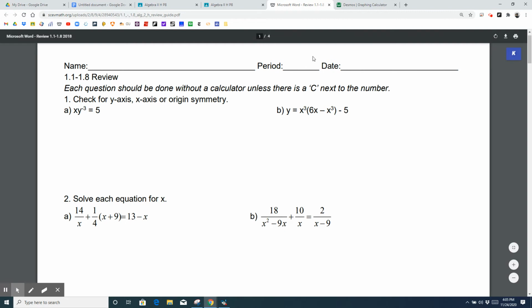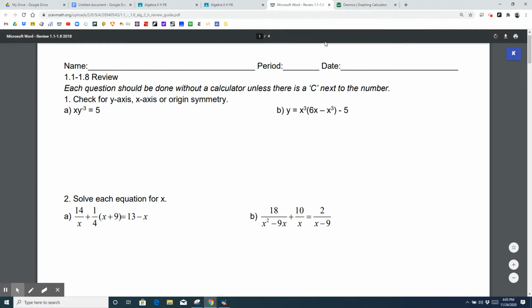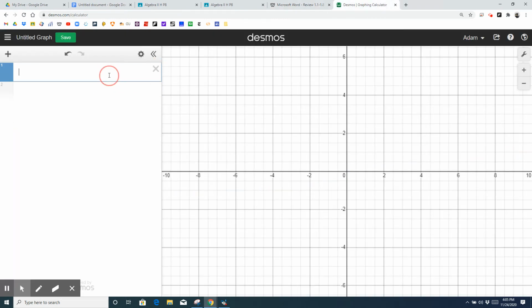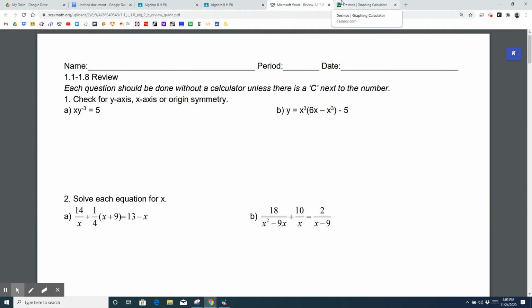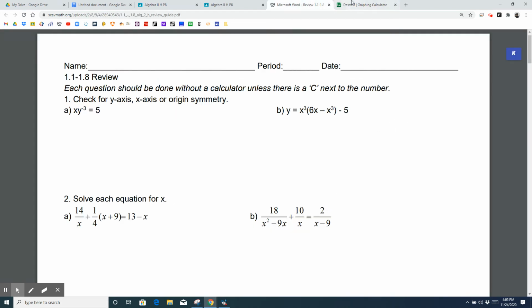about the origin. Now for B, first thing I'm going to do is type that in and see what the graph looks like. But you might have to do this without a calculator. So I'm just showing you what the graph looks like at the beginning of the problem, so when I'm explaining it, you have some sort of picture to connect it to. So that's going to be y equals x to the third, and then 6x minus x cubed, and then minus 5.